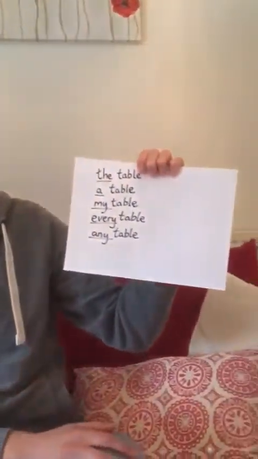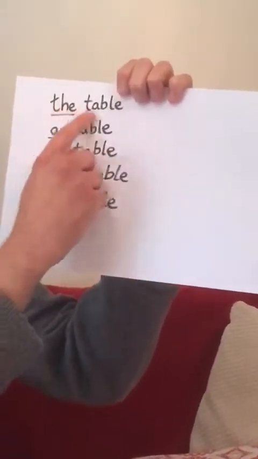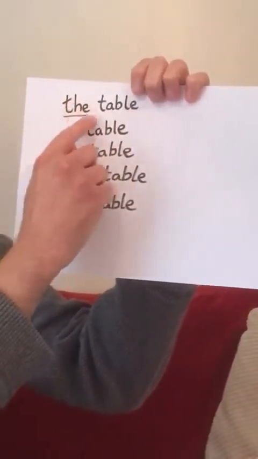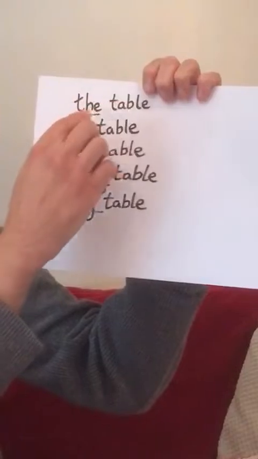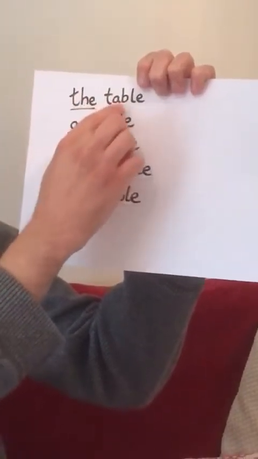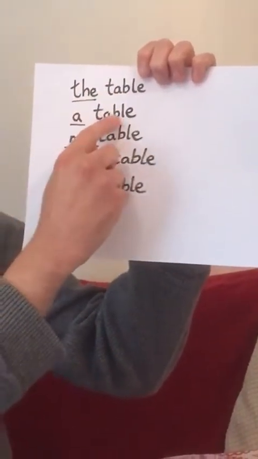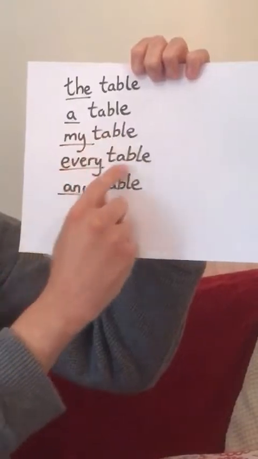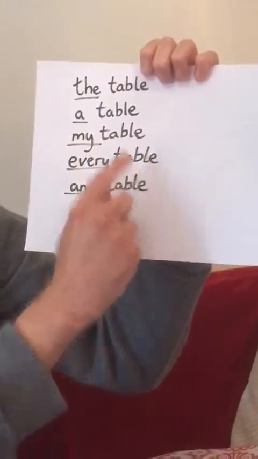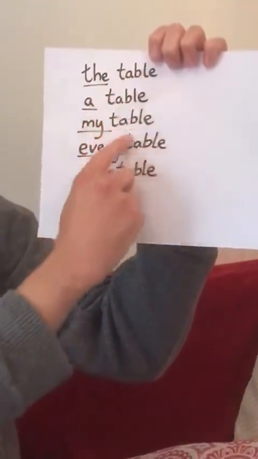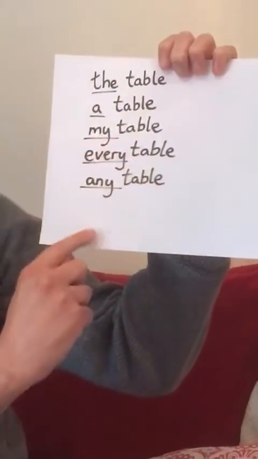And finally, we can have determiners. So determiners are words that we put before a noun in order to introduce it and to give us more information about that noun. So the table. The word the is a determiner. It's telling me about the table. I can also have a table, or my table, or every table, or any table. These words that come before the noun are called determiners.